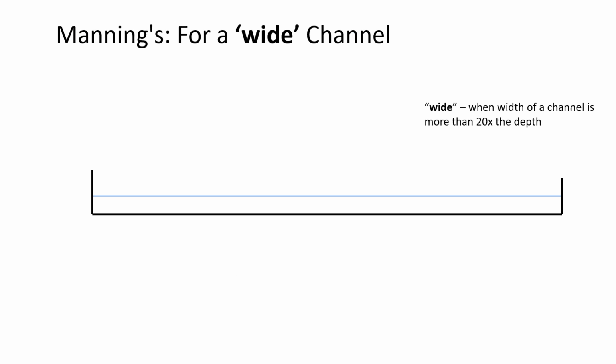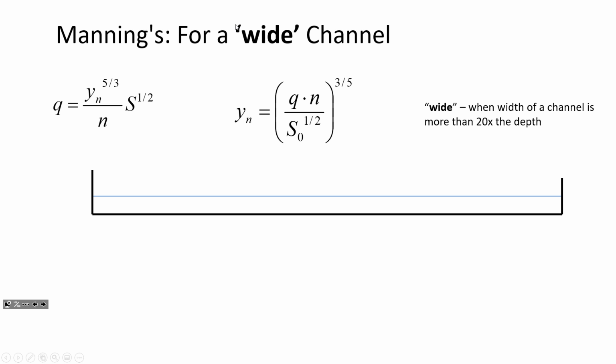Sometimes you'll find the word wide used in a hydraulics problem, and that has a technical significance. What we mean by wide is that it is at least 20 times wider than its depth. And when a channel is wide, that enables us to simplify some of the calculations. For instance, you can calculate the depth for a wide channel using this formula. So Manning's equation for the wide channel is a bit simpler if you know the flow per unit width, lowercase q.